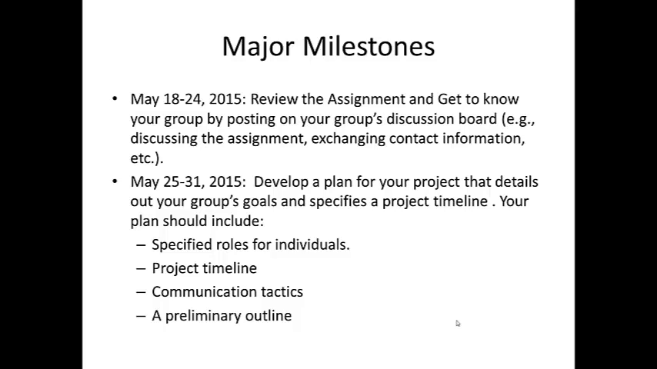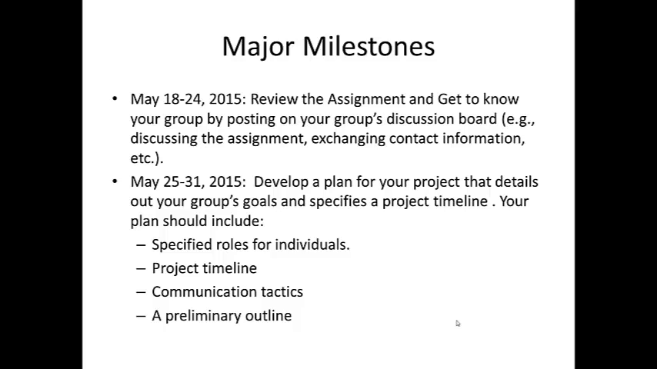I'm not going to tell you exactly the roles that you should have. That's something you can work out as a group, but those are example roles. I do expect that everybody will independently do research and contribute a portion of that paper. And so regardless of your role, whether you're an editor or a leader or a scribe, you should be contributing a portion of the paper, a portion of the presentation.